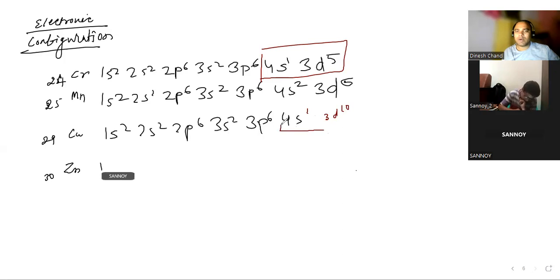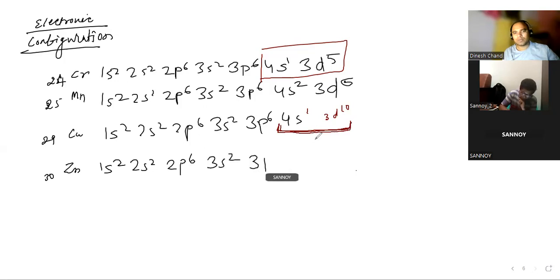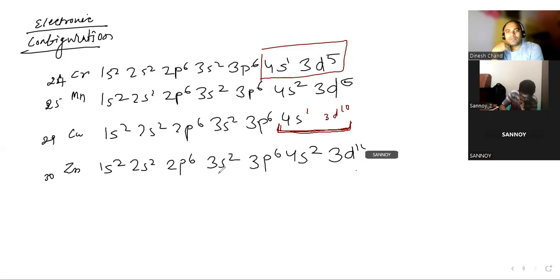So according to what rule are we filling? We are not filling according to the Aufbau rule. Half filled and fully filled shells have more stability. That is the stability of half filled and fully filled orbitals. Very good. Okay, so already you know.